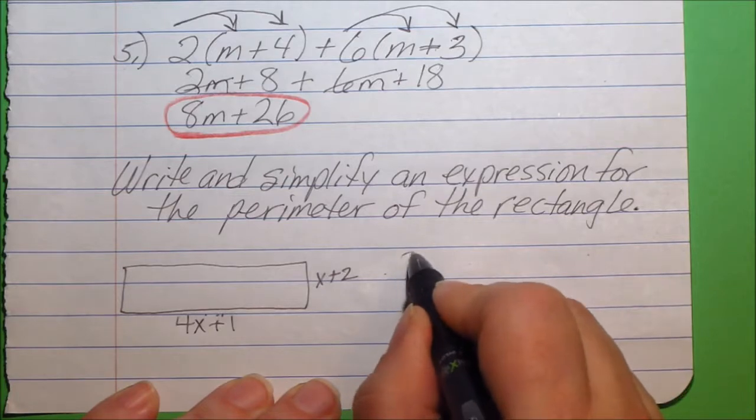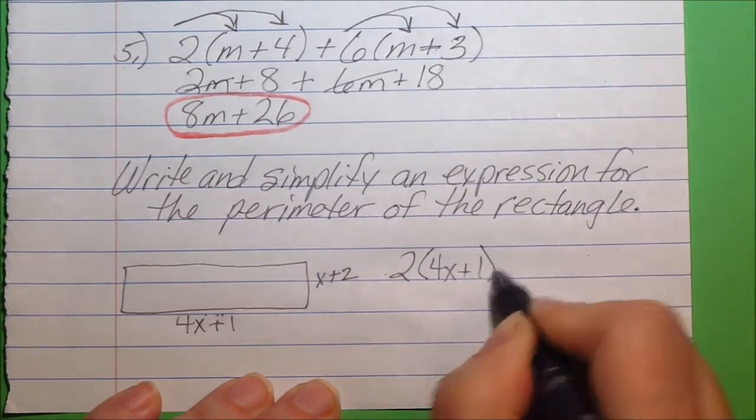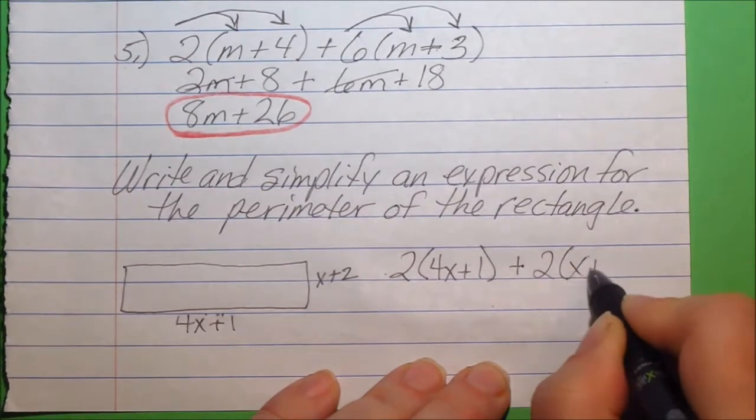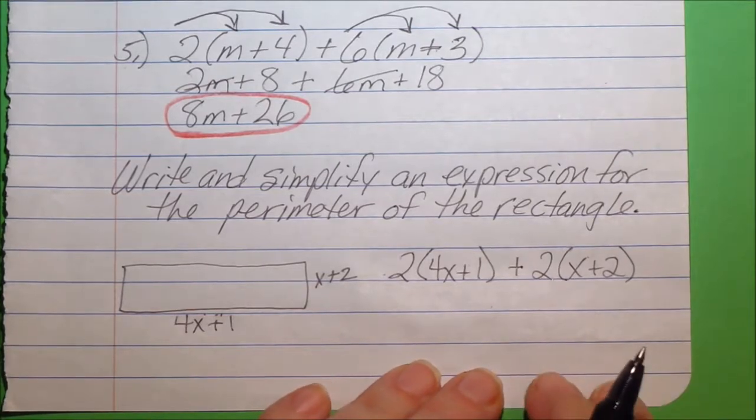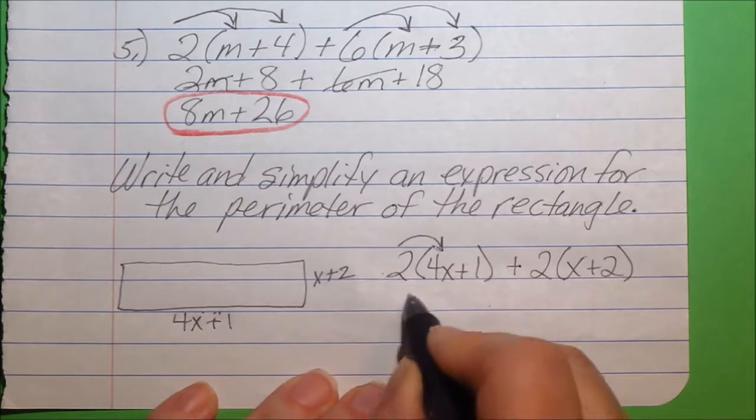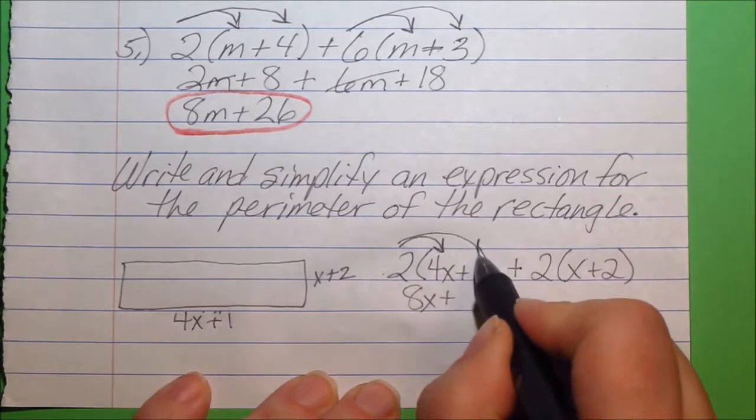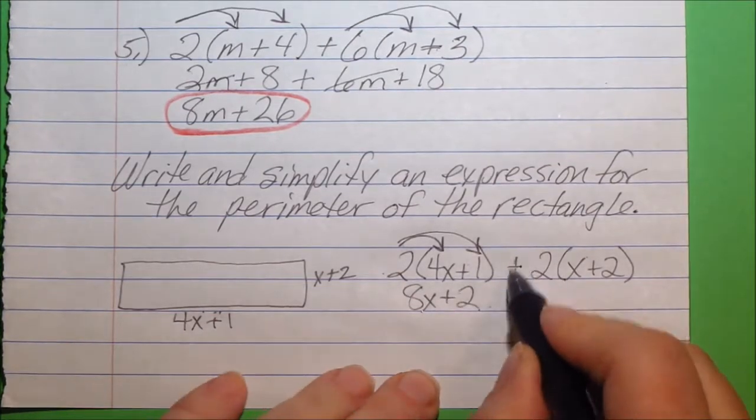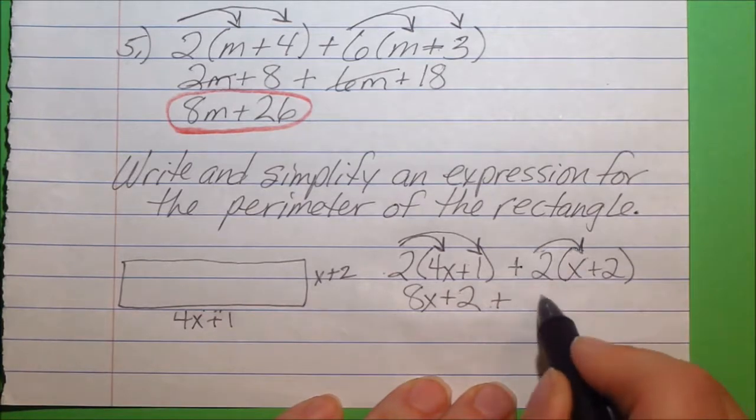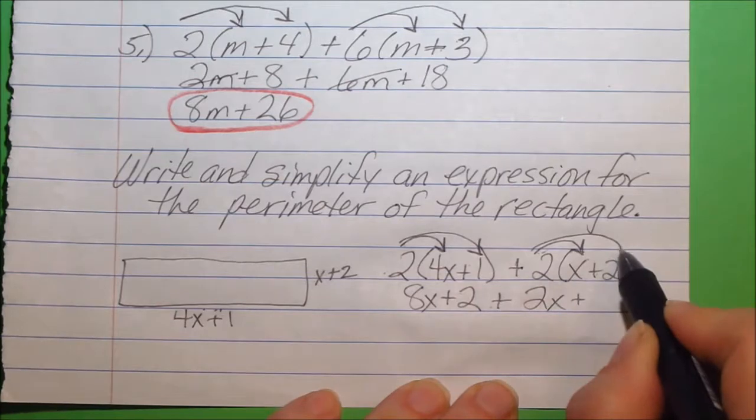We should have 2 times 4x plus 1 plus 2 times x plus 2. All right? Very similar to number 5. All right, so 2 times 4x is 8x. Bring down the operation. 2 times 1 is 2. Bring down this operation connecting to the distributing. 2 times x is 2x. Bring down the operation. 2 times 2 is 4.